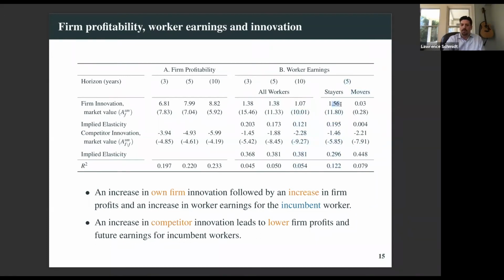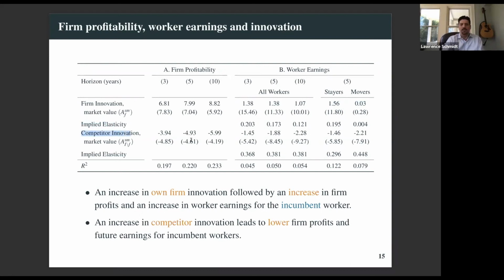One other thing that's notable is we can split workers based on whether they stay with the firm over the next 3 years or whether they leave the firm within the next 3 years. And you see that this elasticity is purely driven by the stayers. So for people who leave the firm, there's basically no discernible change in their own earnings growth in response to firm innovation.